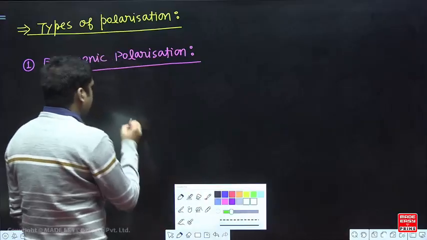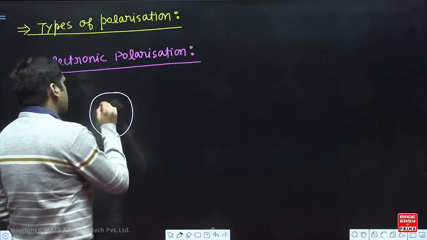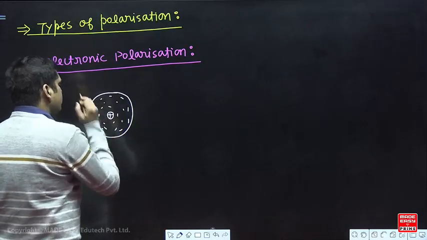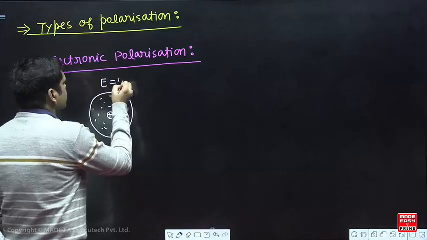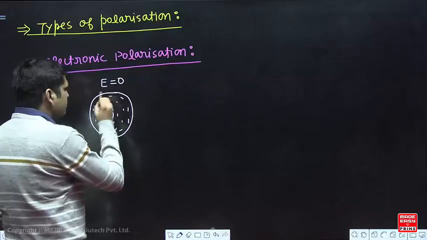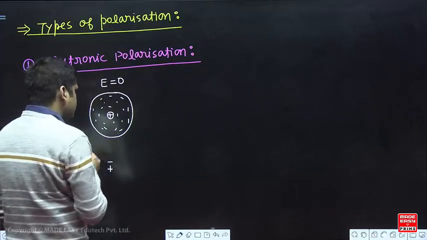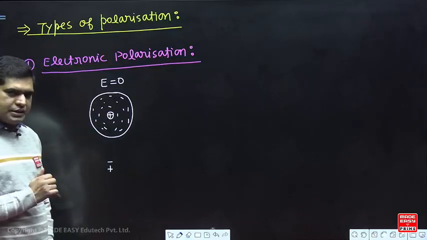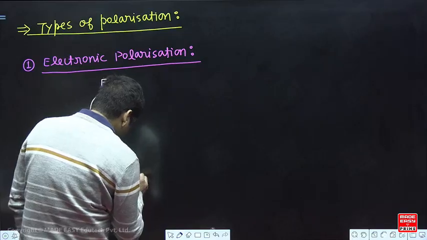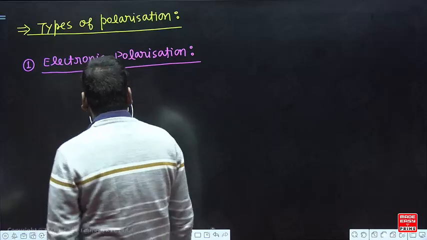Let us suppose this is an atom and this is a nucleus. Electrons are uniformly distributed in a spherical volume around the nucleus. Let us suppose electric field is 0. Then positive charge is at the nucleus and negative charge is uniformly distributed. So, the effect of this uniform distribution can be considered at the center, that is, at the nucleus. So, no dipole initially in the absence of electric field. So, polarization is equal to 0.